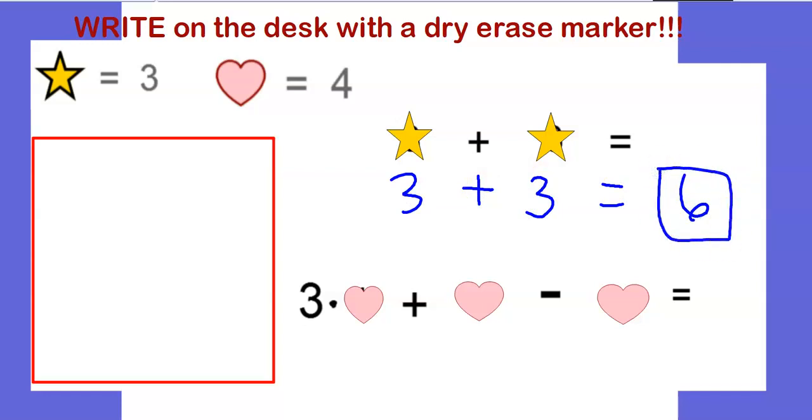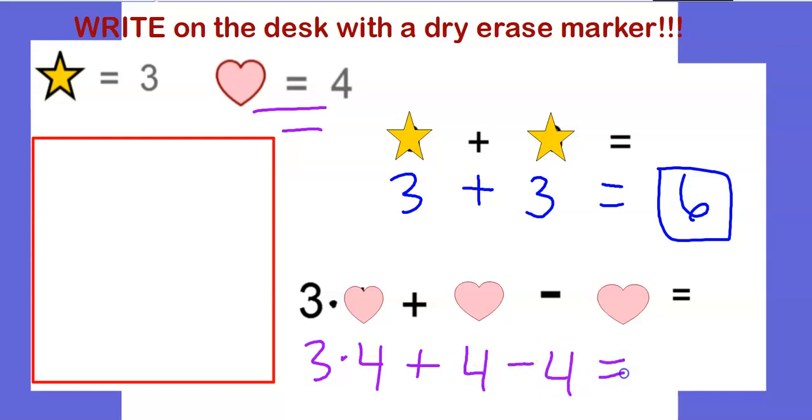Go ahead and write down 3 times heart plus heart minus heart equals something. Again, you're writing this on your notebook paper if you're watching this outside of class. So you're going to write down 3 times, well, the heart is equal to 4, so that's 3 times 4 plus 4 subtracted by 4. Well, 4 minus 4 makes 0. 3 times 4 is 12, so 12 is the answer. Make sure again, if you are not in the class, that you are writing this on the supplied paper I give you. So that's two questions.